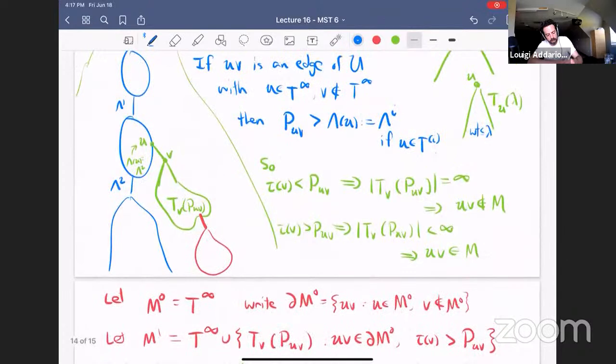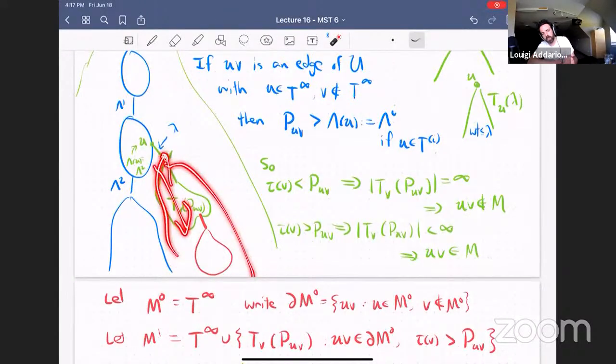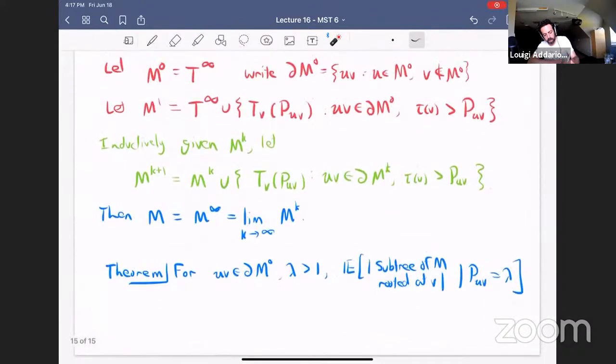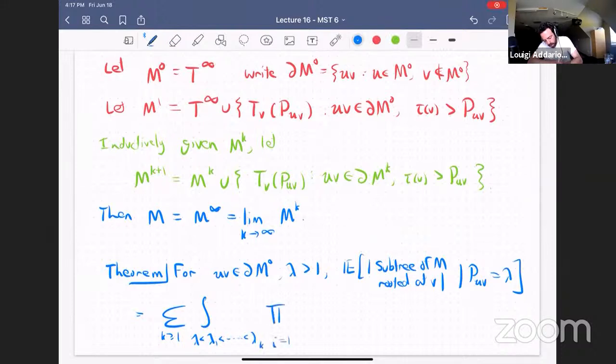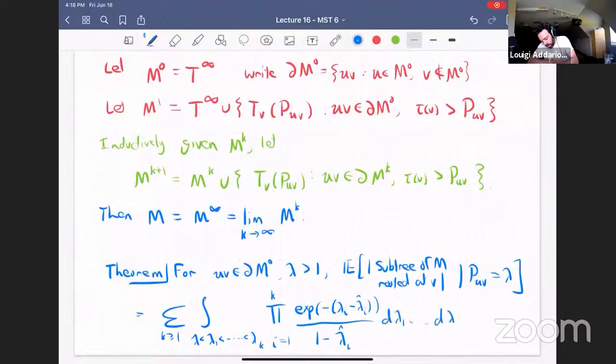Okay, so I'm saying, I tell you this value is lambda, and I ask for the expected size of all of the layers that get added after that, all of the descendants of V in the whole tree M. Okay, then that's the sum over k at least 1, integral over lambda_1 < lambda_2 < ... < lambda_k, and then the product for i from 1 to k of e^(-lambda_i) over 1 minus lambda_i hat, where lambda_i hat is the Poisson dual parameter, d lambda_1 ... d lambda_k.